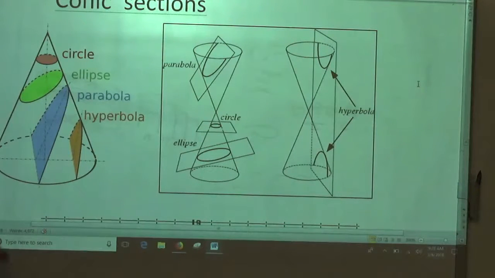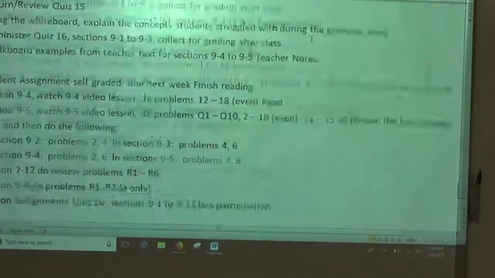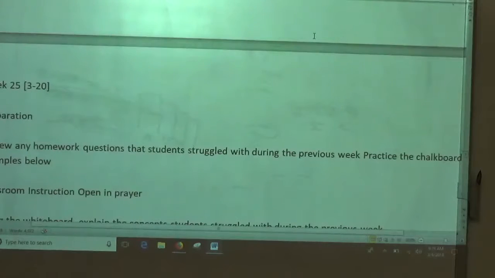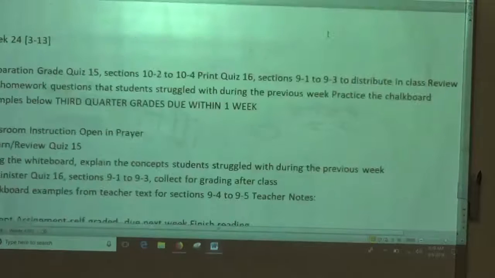Now you can get this picture. I pulled this picture off the internet. You put in conic sections, and then go to images on your search engine, and you'll find a picture. Both of these pictures are off the internet, so they're not hard to find. Okay, so let me move on so we don't lose time. We're going to come back to that.